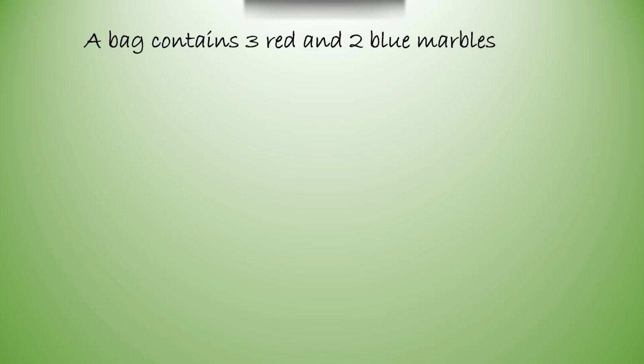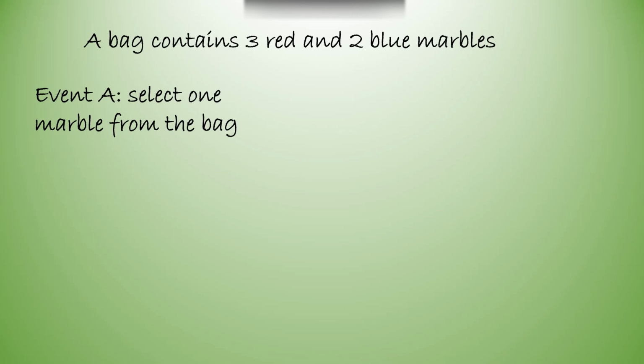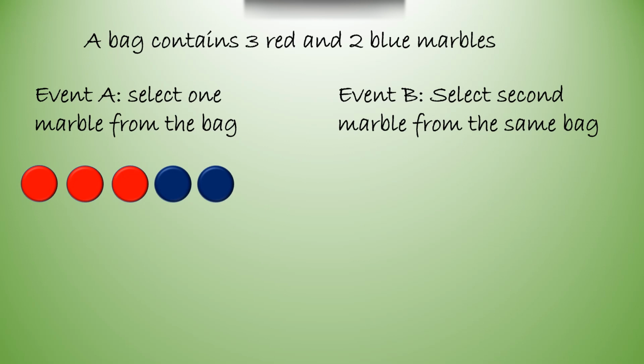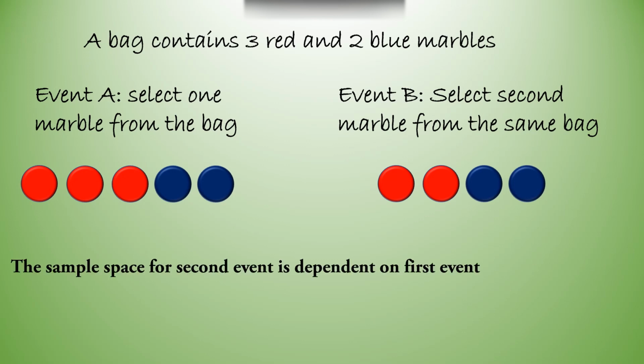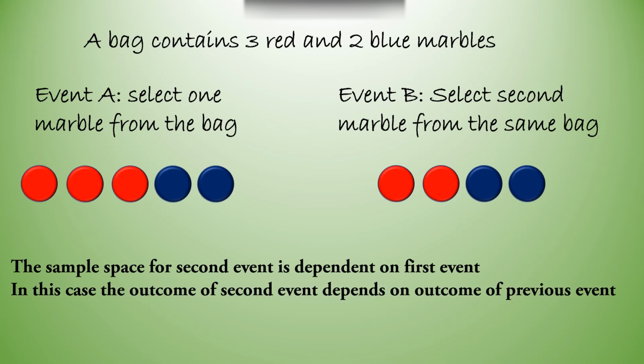So let's say a bag contains 3 red and 2 blue marbles. Event A is that you select one marble from the bag, and event B is that you select a second marble from the same bag. The sample space for event B is reduced. The sample space for the second event is actually dependent on the first event. In this case, the outcome of the second event depends on the outcome of the previous event. Hence, they are considered as dependent events.